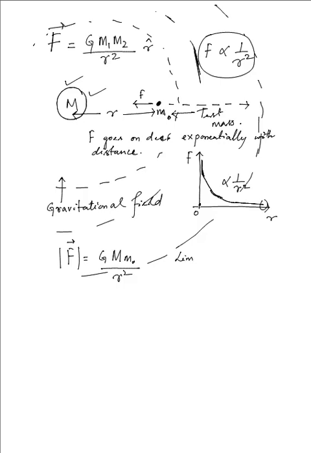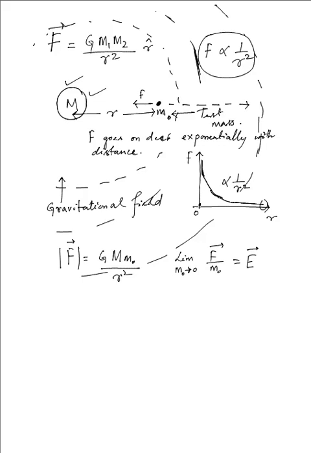We limit the mass m naught to almost negligible, that is 0, and then we divide that force by that mass m naught. So what we end up with is the gravitational field intensity, which is along the direction of the applied force or the gravitational force. The intensity here is represented by the letter E.